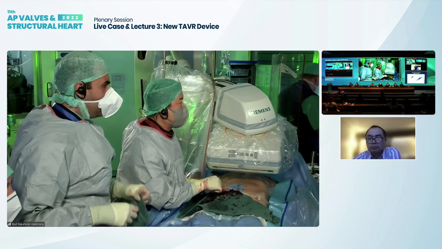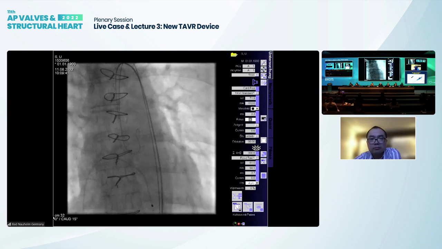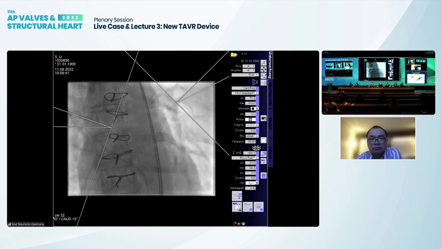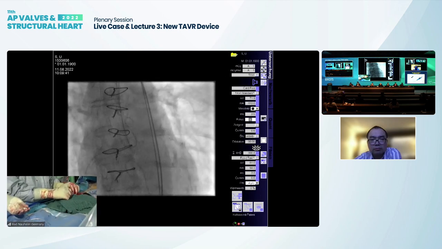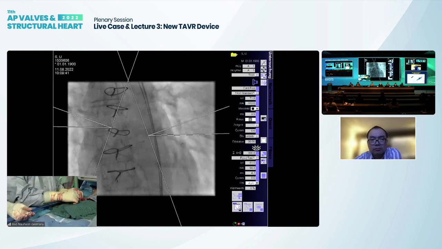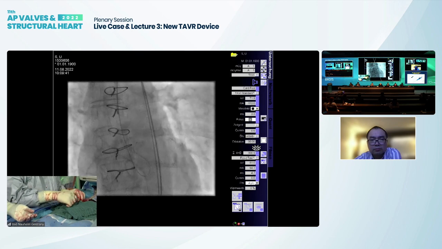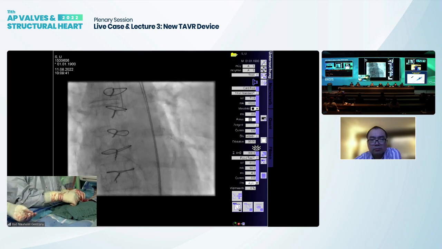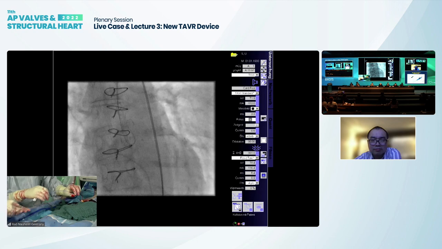And we will start with fluoro. You can see that the temporary pacemaker is in place already. Mm-hmm. And now I'm moving and advancing the J wire. The anatomy is relatively small. And all I do is placing it in the, I already passed the valve. Good, excellent. So, now this is our landmark.